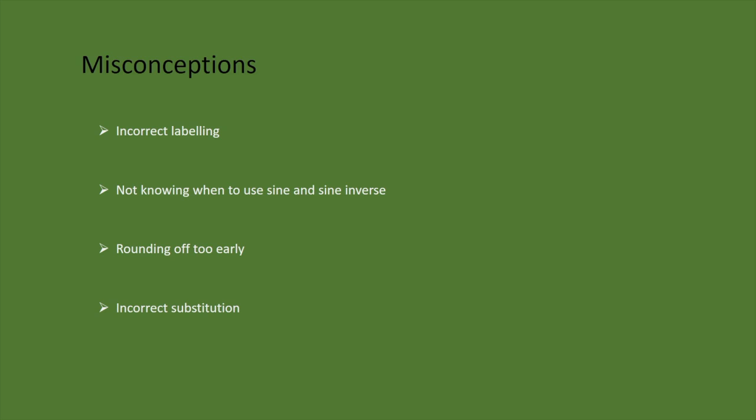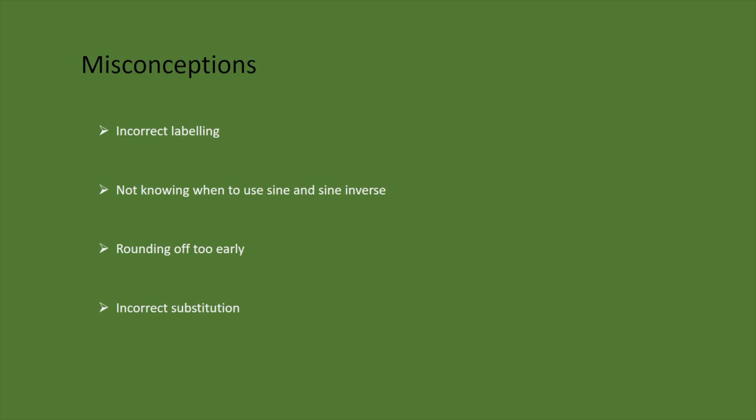Number 2, not knowing when to use the sine and the sine inverse. When you find the missing angle, you must have noticed that we use the sine inverse, but when we find the missing side, we directly use the sine. So the students should know where to use sine and the sine inverse.